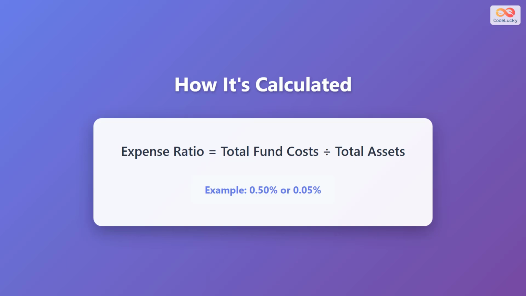The expense ratio is calculated by dividing the fund's total operating costs by its total assets under management. If a fund has $100 million in assets and $500,000 in annual costs, the expense ratio would be 0.5%. You'll typically see expense ratios expressed as decimals like 0.5% or 0.05%. The lower this number, the less you're paying in fees, and the more money stays invested and working for you.